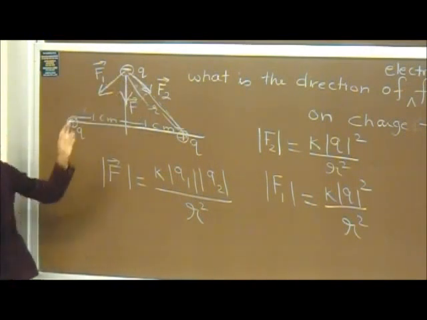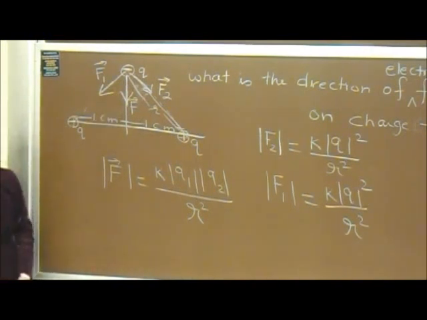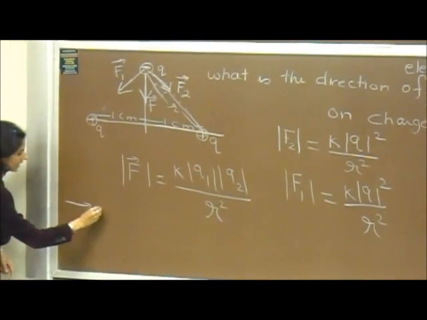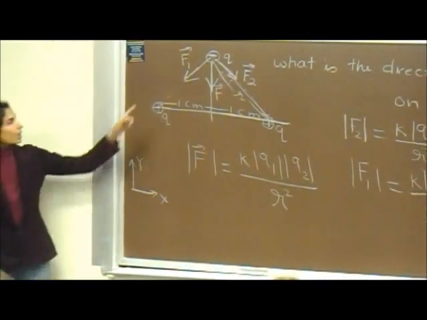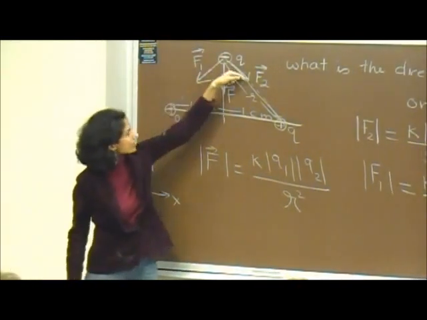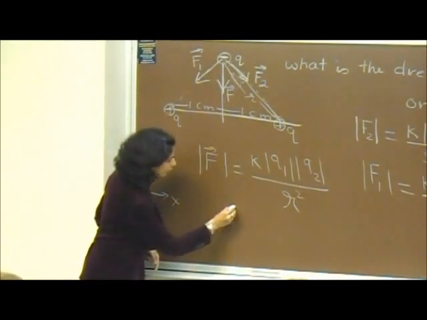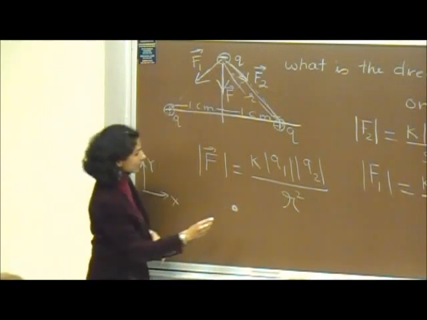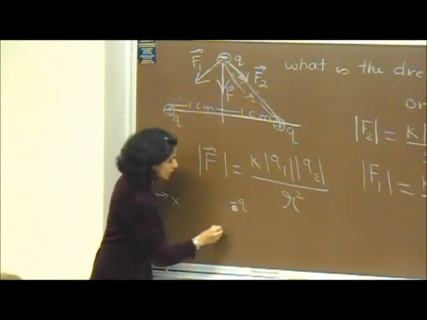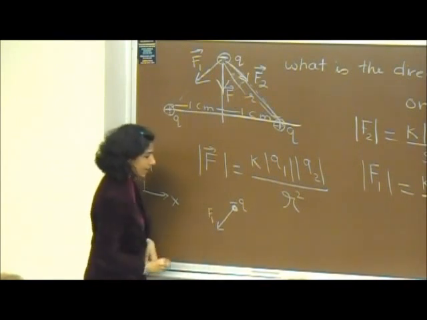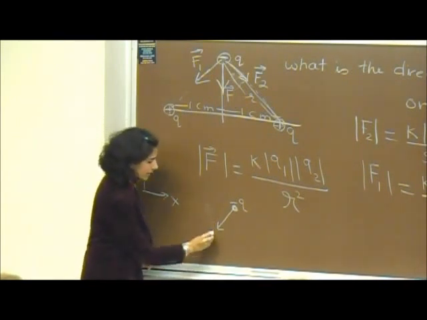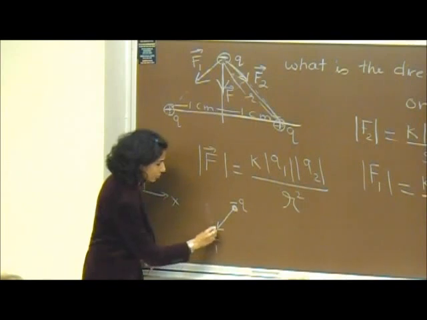At this point, we can resolve these forces into components. So suppose I choose this as my x-axis and this as my y-axis, do you see that this force, so basically we have two forces here. If I draw the free body diagram of minus Q, I have two forces. One is like this, we are calling it F1. And this can be broken into what components? Can anybody tell me how to break this into components?